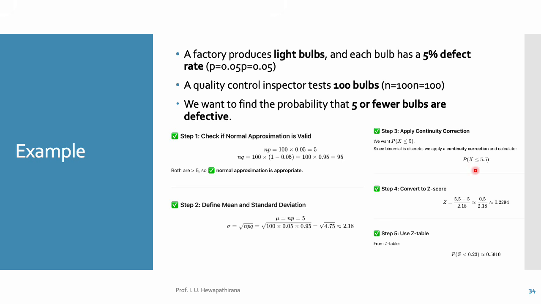Then you have to use the usual procedure. How do you find this probability? You can use Excel formulas, or you can first of all convert it into a Z score and then find the probability that Z is less than 0.2294. From the Z table, you can get the probability of getting 5 or fewer bulbs defective is 0.5910.